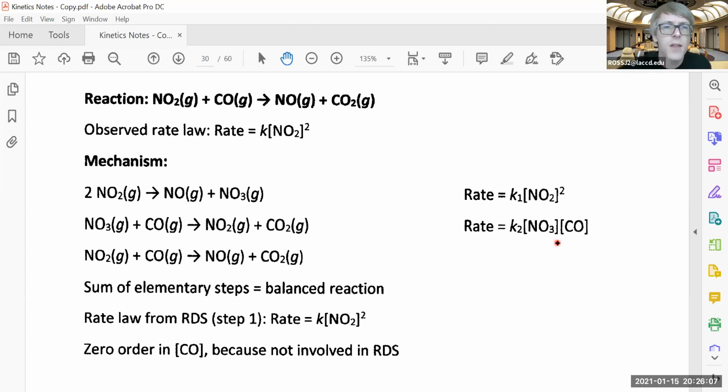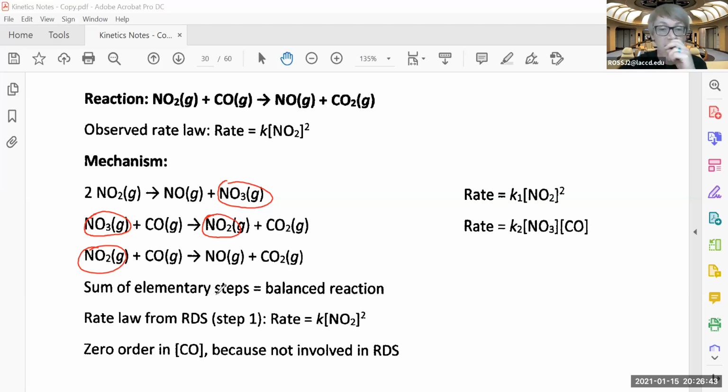We can see again that nitrogen trioxide is an intermediate. So we can see that this is produced here. It's consumed here. We've also got another intermediate. This is produced and then consumed again. And we know that we have intermediates in our rate expressions. So that's something we can't measure accurately.